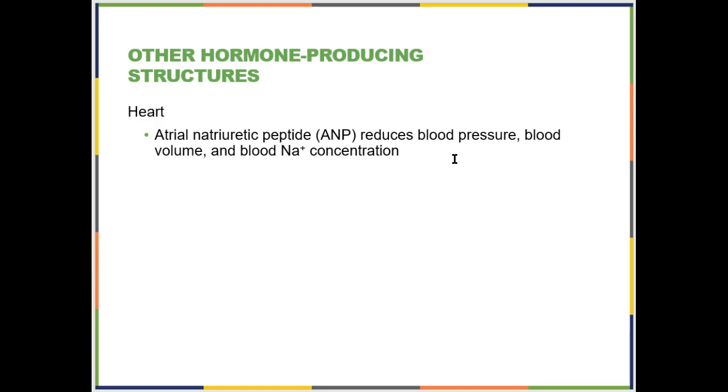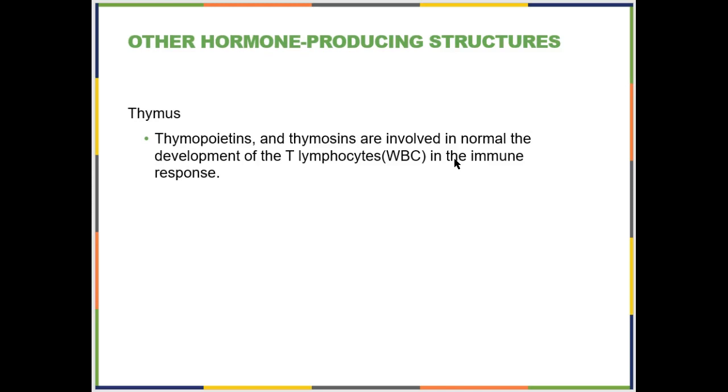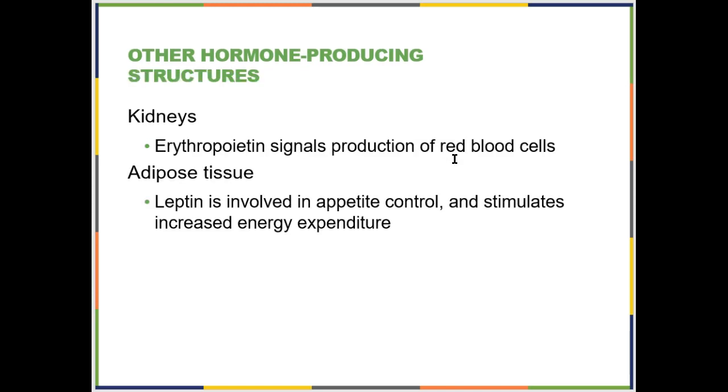Then we have just a couple of odds and ends. As this says here, other hormone-producing structures. The heart, we saw already, produces atrial natriuretic peptide. You will recall that blocks the release of aldosterone from your adrenal cortex, allowing you to urinate out more sodium, and then water will follow it, and your blood pressure will go down. The thymus we don't care about, just skip it. Kidneys release EPO. We'll talk about that when we do the kidneys, so don't worry about that one.